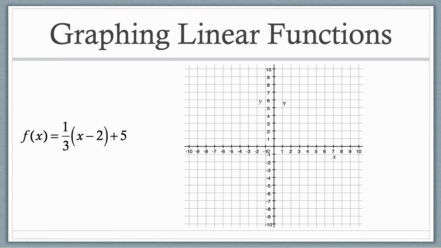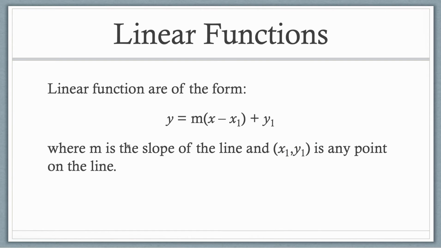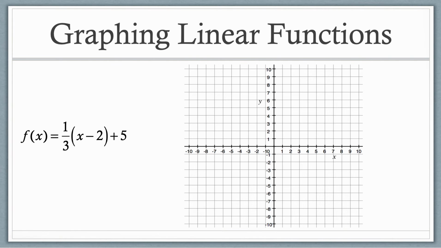So if I want to graph a linear function, I have all the information that I need. I need the slope, which is 1/3, and I need any point on the line, which if we go back to this general form, we could see it's going to be (2, 5). So the first thing I'm going to do is plot that point, (2, 5).